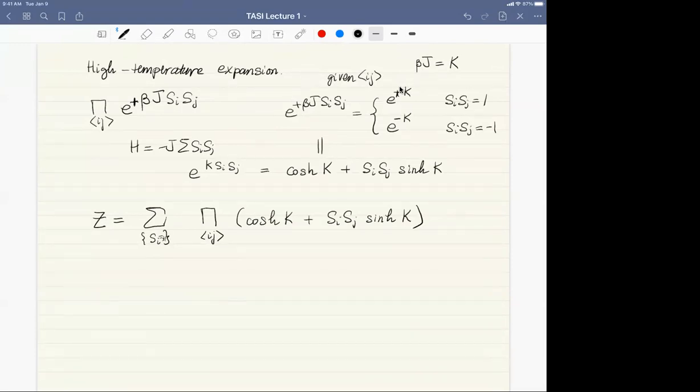Okay, so you see here that this becomes useful in high temperature. High temperature means small beta. So when T goes to infinity, k goes to zero. Imagine that k is much less than one, then this hyperbolic sine becomes small. In high temperature we will treat this as something small and expand our partition function in series over hyperbolic sine of k.